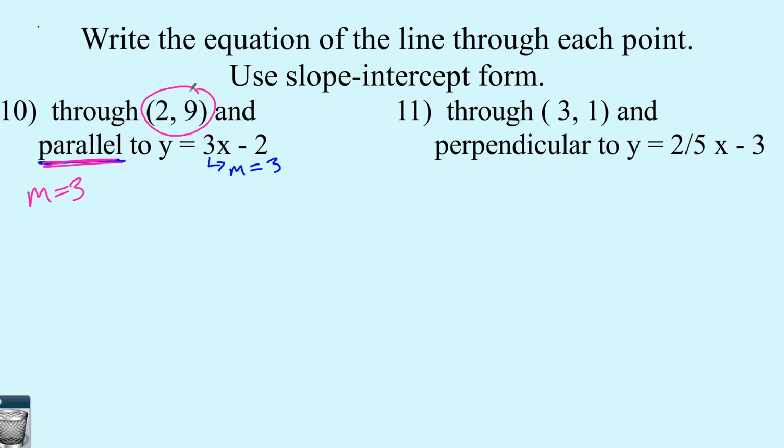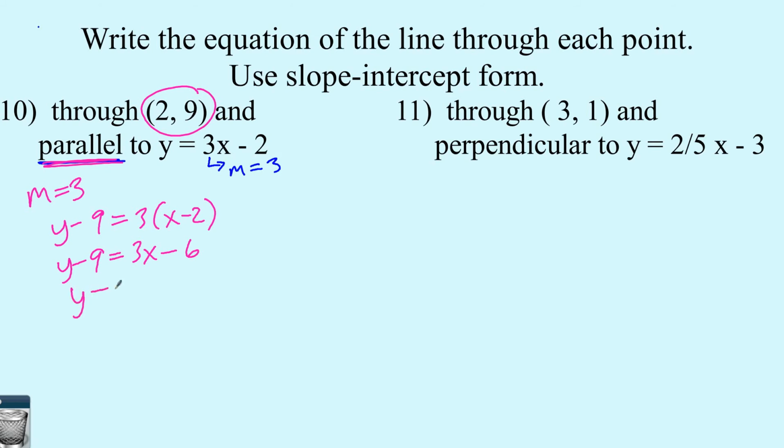So why not plug it into point slope or slope intercept, however you want to solve it. So let's see, y minus 9 equals 3 times x minus 2. I do want it in slope intercept form, so let me just maneuver this around.